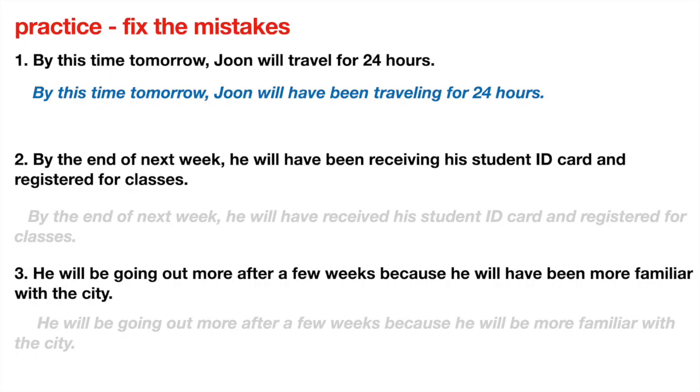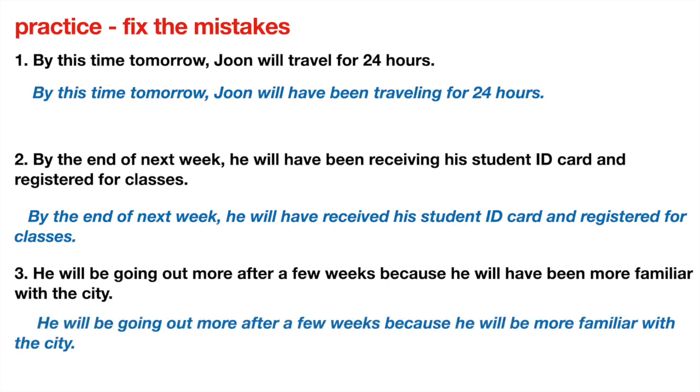Let's check your answers. 1. By this time tomorrow, June will have been traveling for 24 hours. 2. By the end of next week, he'll have received his student ID card and registered for classes. 3. He'll be going out more after a few weeks because he will be more familiar with the city.